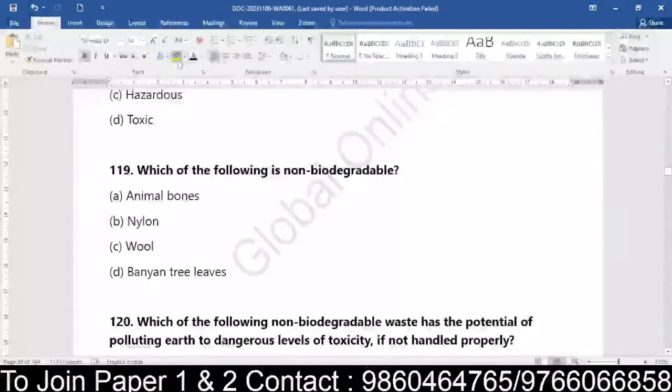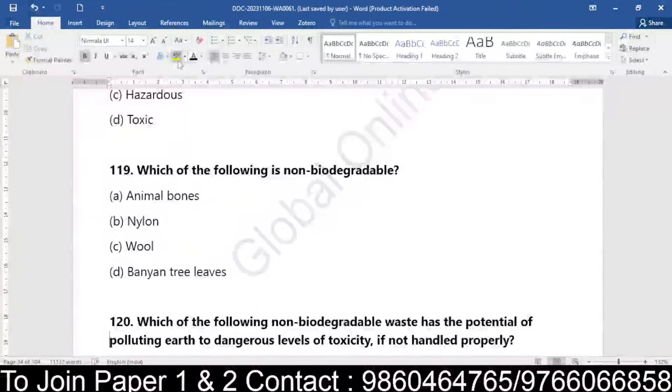Which of the following is non-biodegradable? They have given you the options. You have to answer which of them is non-biodegradable: animal bones, nylon, wool or banyan tree leaves. Which of them comes under non-biodegradable waste?